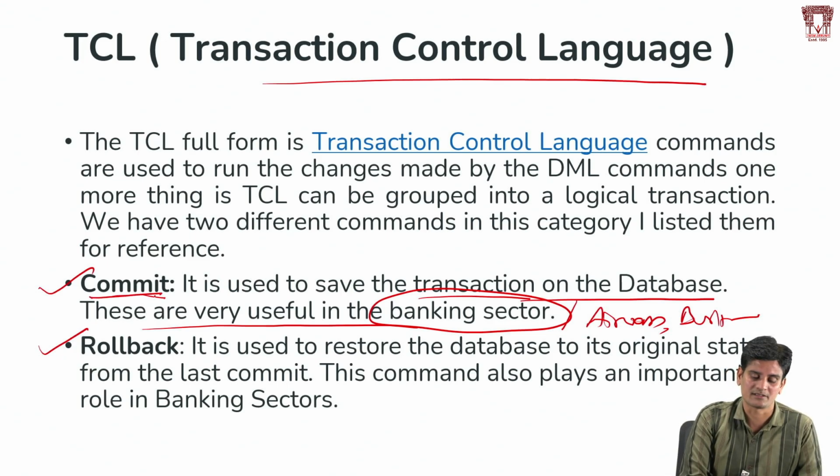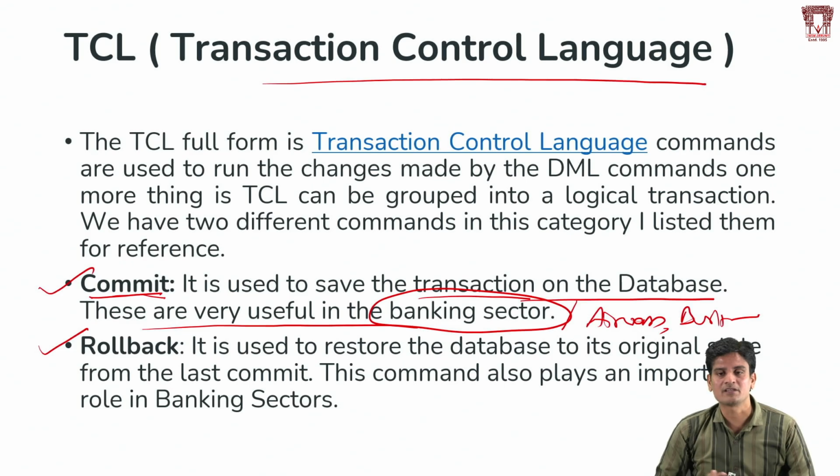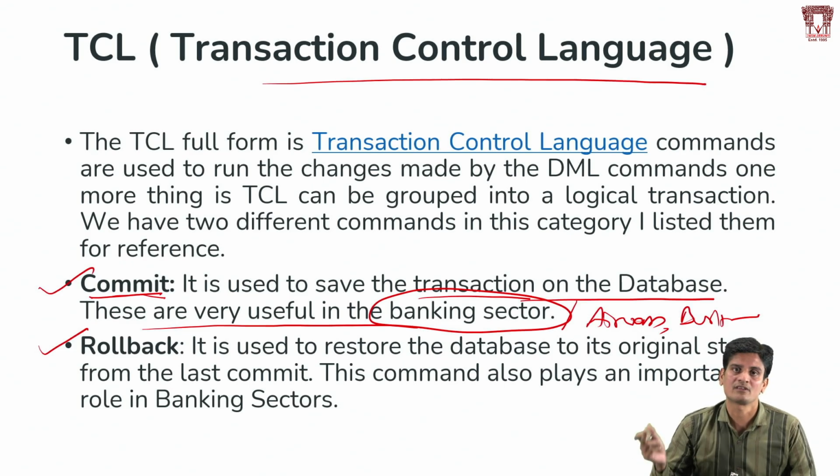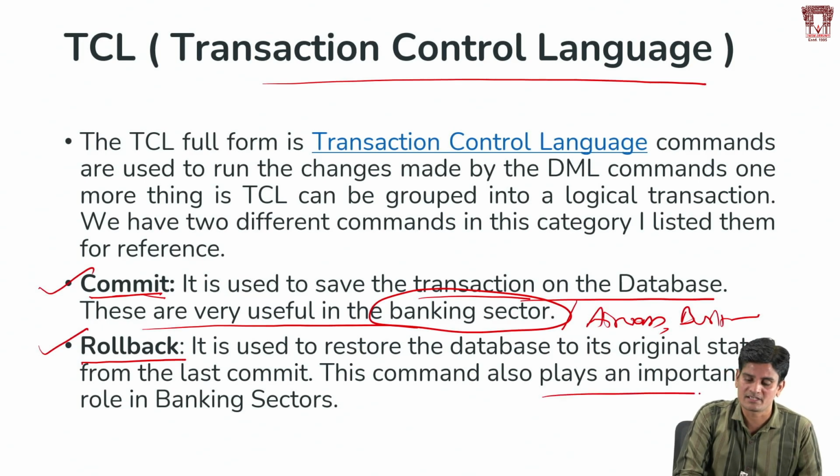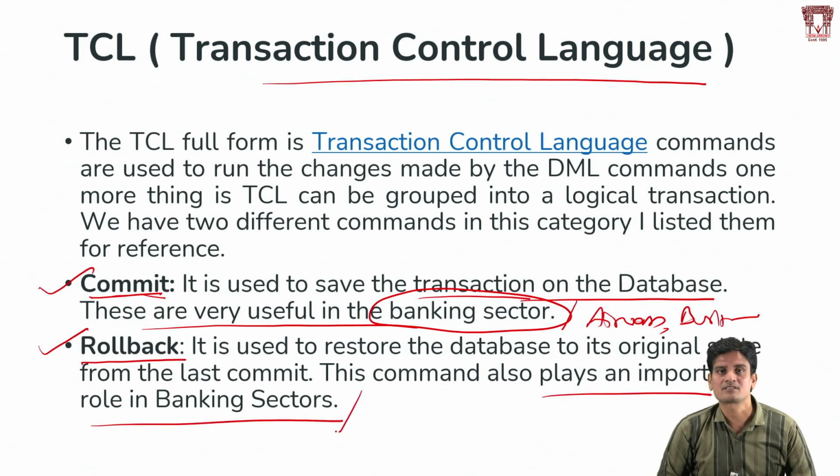And rollback is used to restore the database to its previous state. It restores the database to the original state from the last commit. Means, unfortunately, if the commit has been wrongly updated and I have committed some wrong information, that information will be retrieved back to the previous original state. For that time, the rollback command will be helpful. So this command also plays an important role in the banking sector as well as airlines and bus ticket reservation systems.